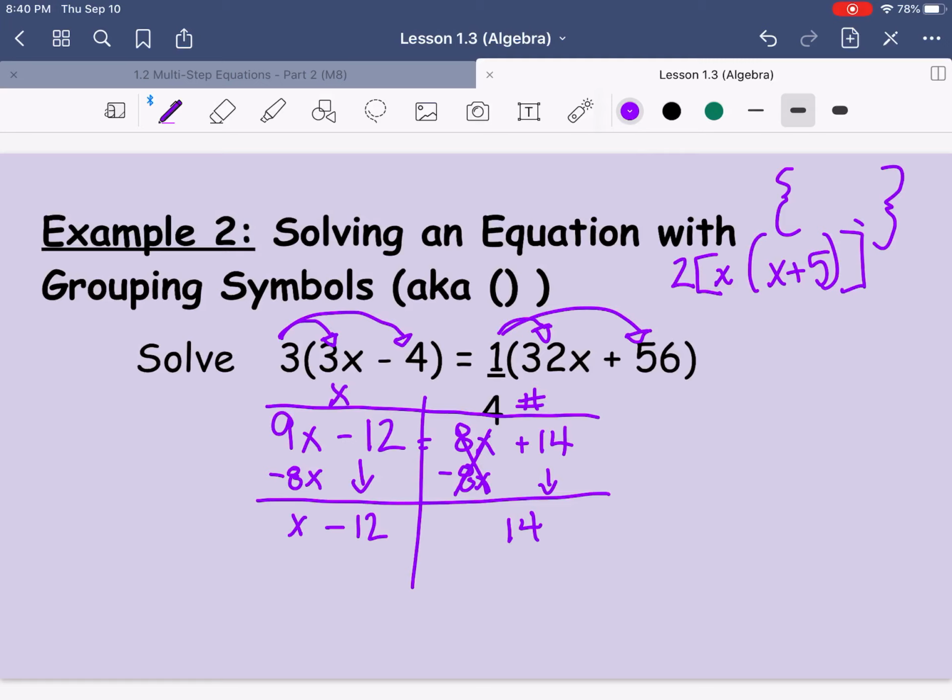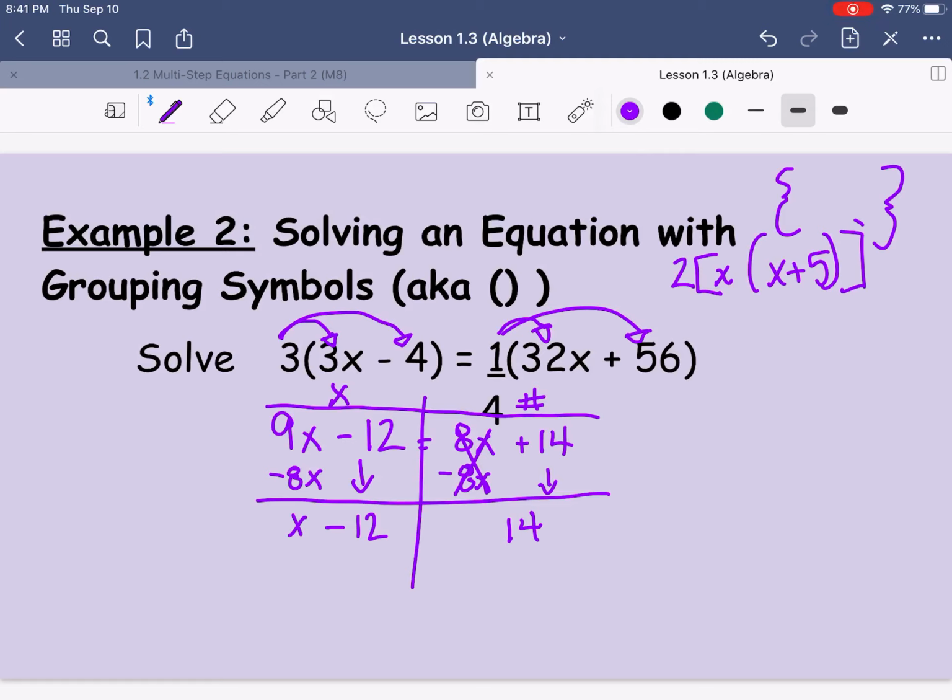Now, before we move any farther, just want you to know that when you get to this stage of equation solving, you can start wherever you want to. You don't have to start by moving the variables. You could start by moving that. You could add 12 to both sides. It doesn't matter. We should end up with the same solution.